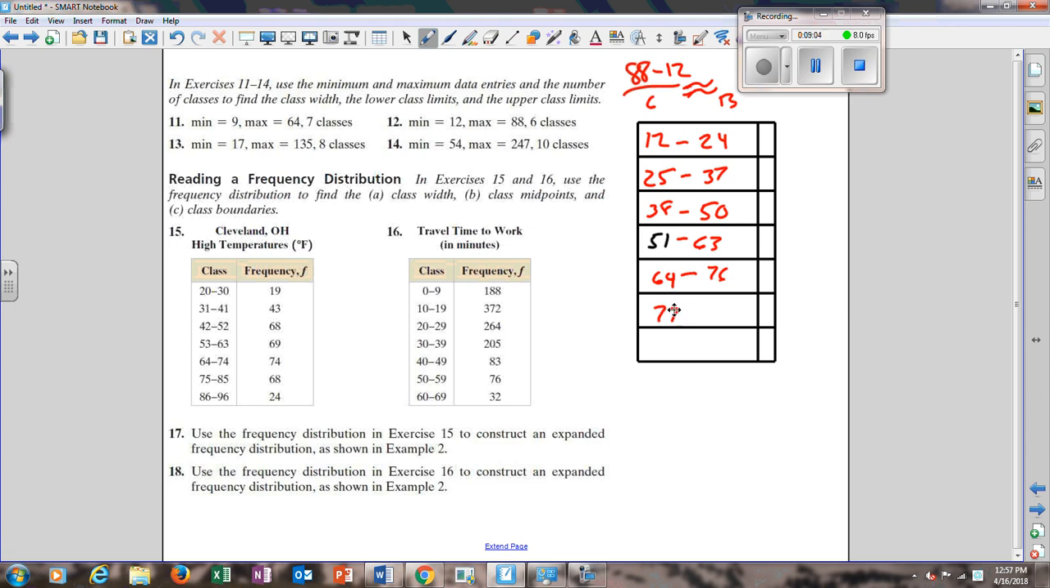Then, even though this is the last class, if we know what the next one is, this is just the easiest way to do it. Or you just add 12 to this. So it's going to give you 89. Whenever you do this, you should always make sure that your minimum number is covered and your maximum number is covered. 89 is higher than 88, so we're in good shape.